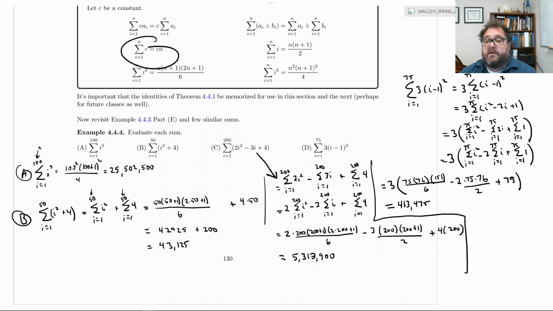So, although those were not a piece of cake necessarily, they still took a little bit of work. Much, much, much faster than writing out 75 terms, or 200 terms, or 50 terms, or 100 terms, and adding up those. That would take us the entire day to do all that. And then we'd probably make a mistake on our calculator and get the wrong answer. Okay? So that's summation notation.